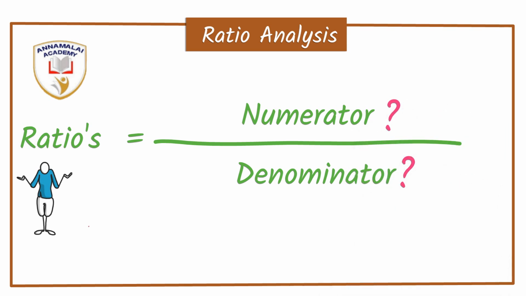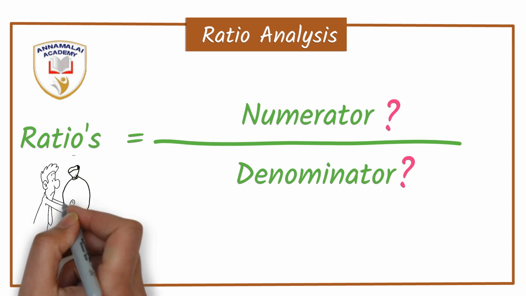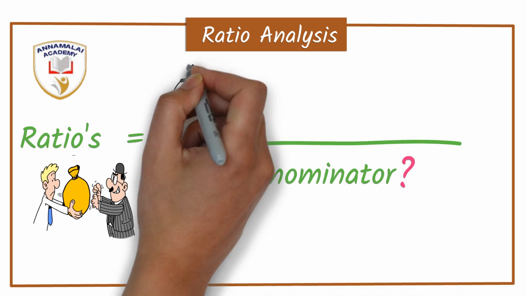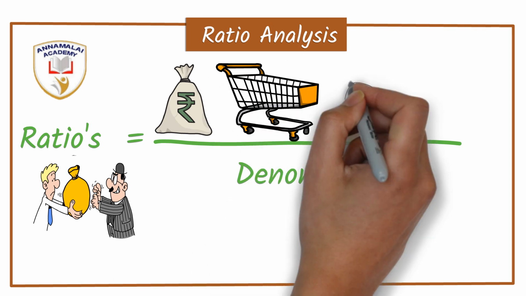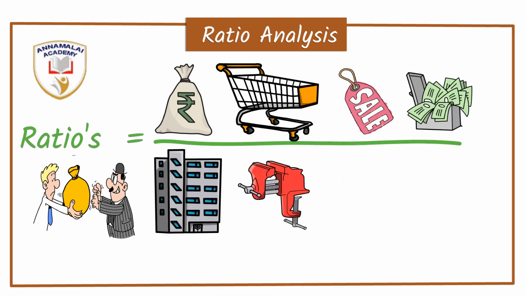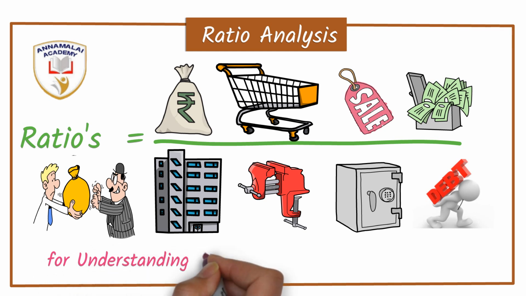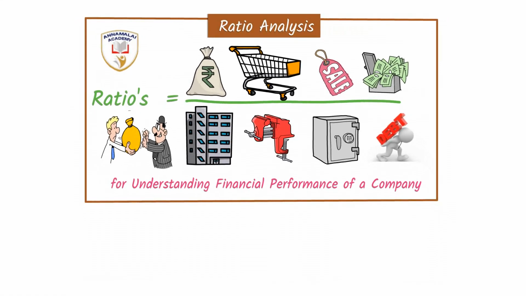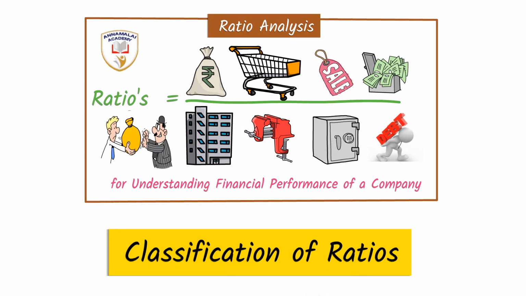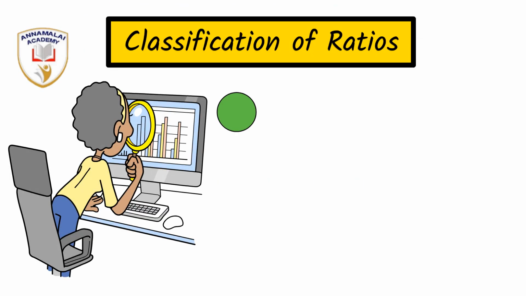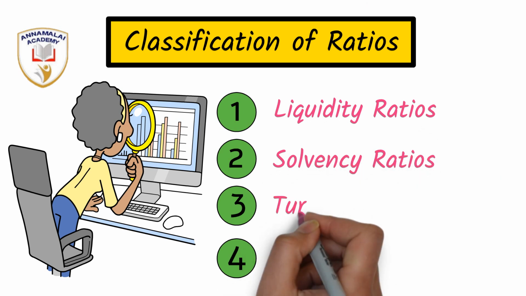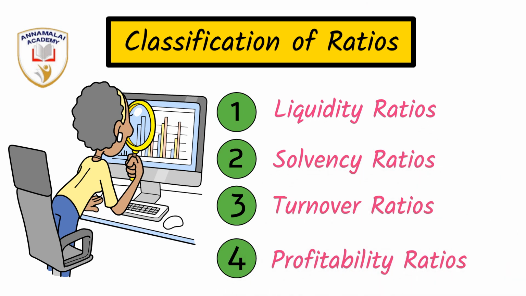The various parties concerned, like owners, management, investors and creditors, would like to compare the various components of the financial statements, like cash, purchases, sales, building, machinery, reserves, debt content. They compare and understand the financial performance of a company. Now, ratio analysis. Classifying the ratio analysis, it could be broadly divided into 4 categories: liquidity ratio, solvency ratio, turnover ratio and profitability ratio.